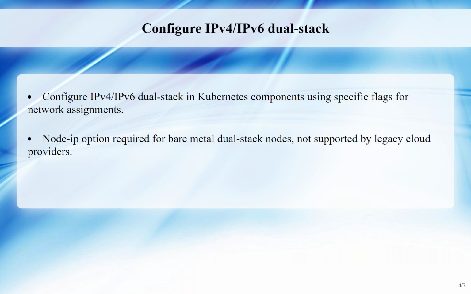For bare metal dual stack nodes, the node IP option is required if not using a cloud provider. Legacy built-in cloud providers do not support the node IP option for dual stack configurations. Examples of IPv4 and IPv6 CIDR ranges are provided as references.